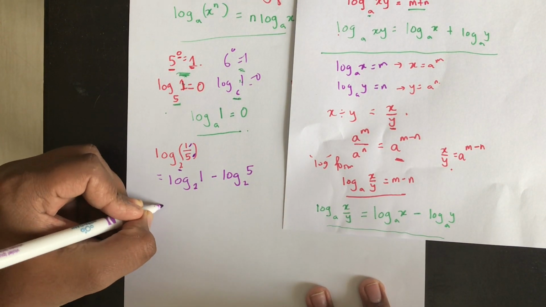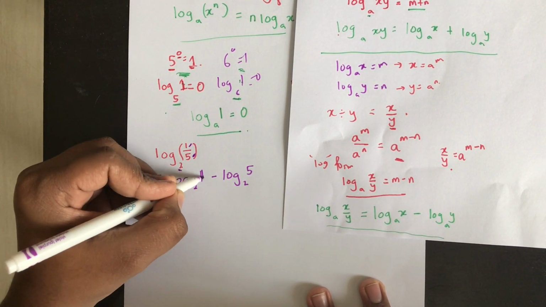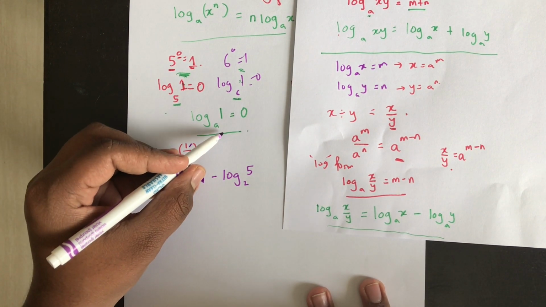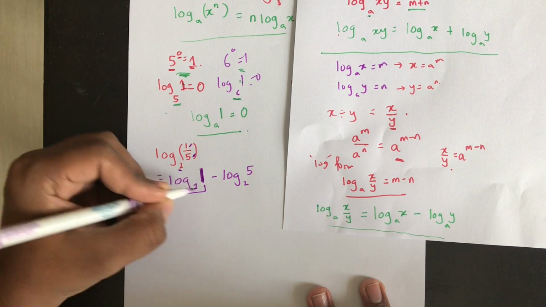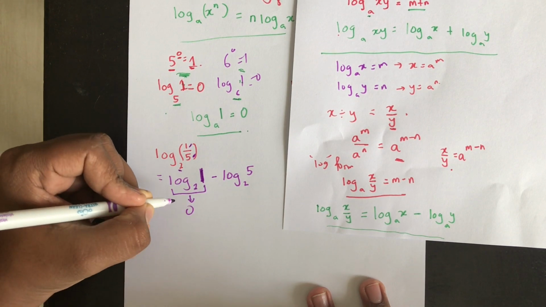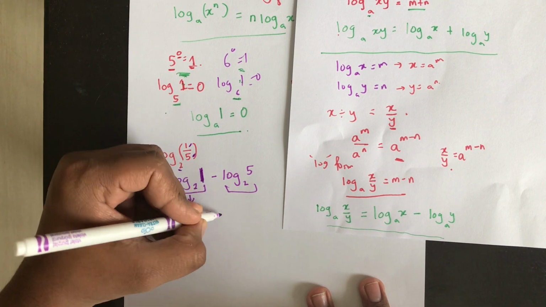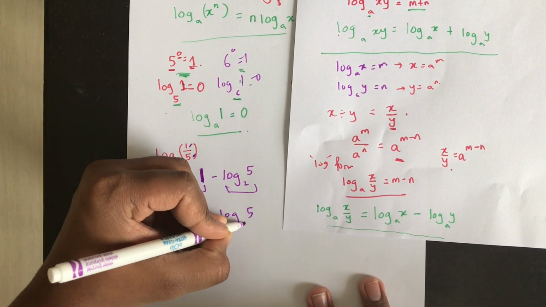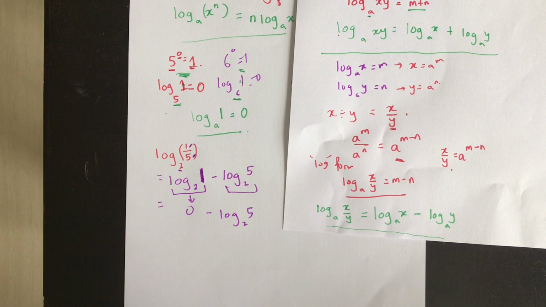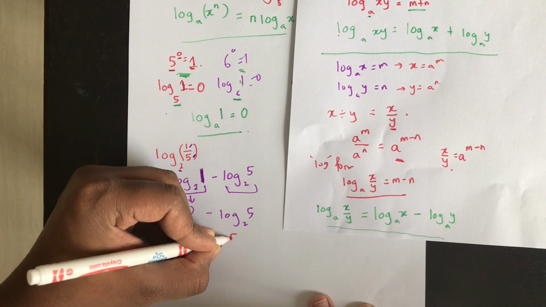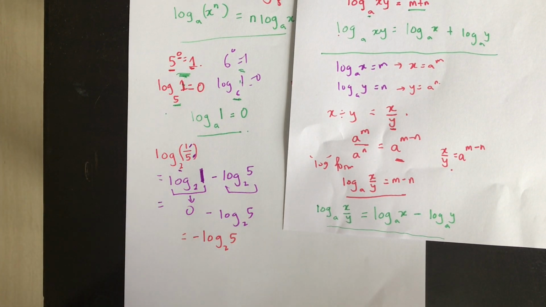We also learned that log 1 to the base anything is actually going to be equal to 0. So this is actually going to be equal to 0. This, we can't really find a value of unless you use a calculator. So this I can leave the way it is. Therefore, log 1 over 5 base 2 is actually equal to minus log 5 base 2.